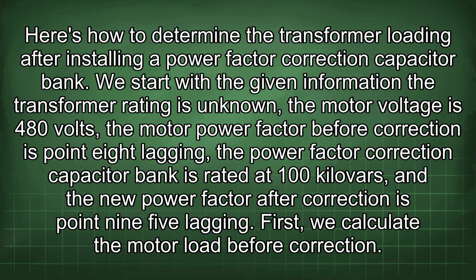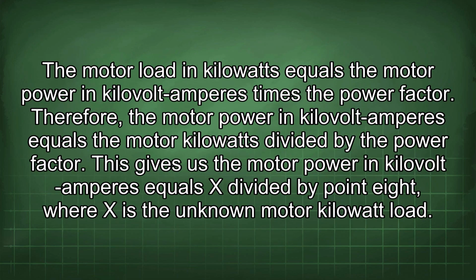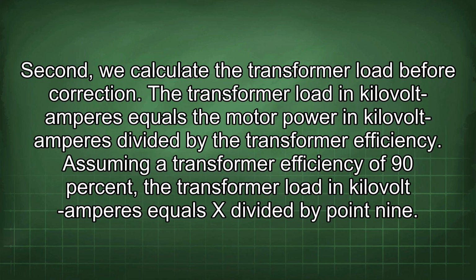First, we calculate the motor load before correction. The motor load in kilowatts equals the motor power in kilovolt amperes times the power factor. Therefore, the motor power in kilovolt amperes equals the motor kilowatts divided by the power factor. This gives us the motor power in kilovolt amperes equals X divided by 0.8, where X is the unknown motor kilowatt load.